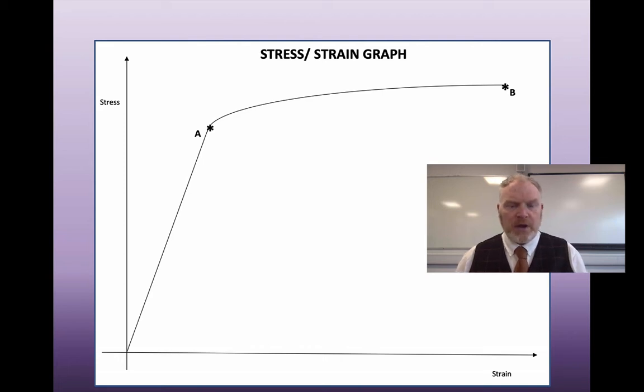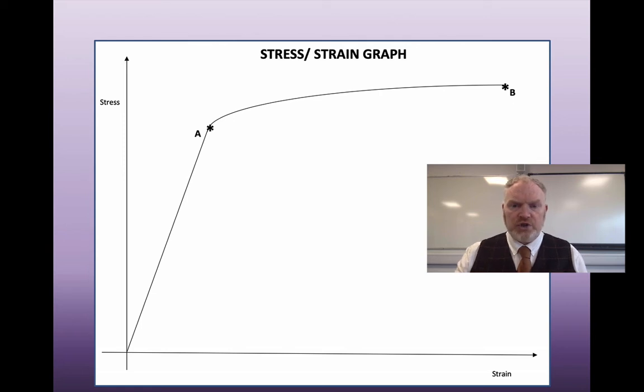Now, we've got several parts of this graph. You can see the first part here, going from the beginning up to point A, is a straight line. That represents elastic deformation. From point A to point B, we see a change in the angle of the slope. So for very little extra stress, we're getting a lot of strain. This part of the graph represents plastic or ductile deformation. The line then stops at point B, where no more stress will lead to strain. That's where the material is broken.